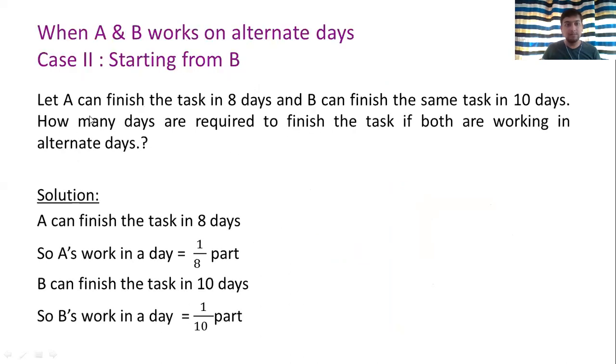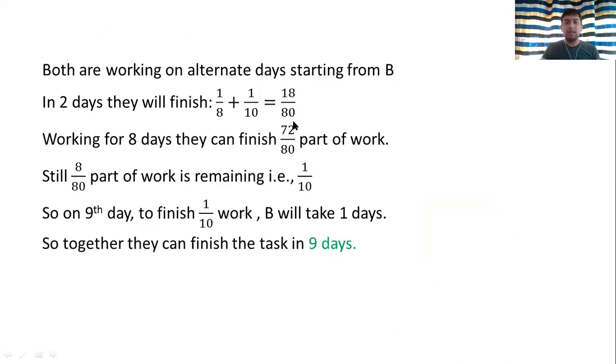So what is given? A can finish a task in 8 days. So find A's 1 day work. It is 1/8. B can finish the same task in 10 days. So find B's 1 day work. It is 1/10. Now, if they are working on alternate days, how many days will they take to finish the task? So first find how much work they will complete in 2 days. That we have found out, that is 18/80.